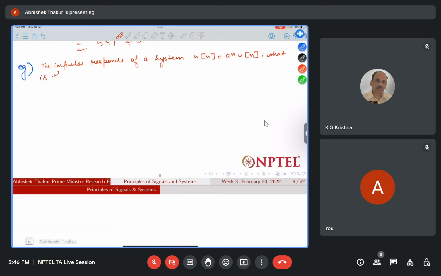What is the condition for the system to be bounded input, bounded output stable? It is just asking for what value of a the system is stable, like for what condition the system is stable. This is also based on discrete time only. We will take continuous time also.